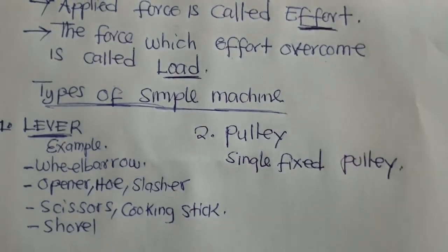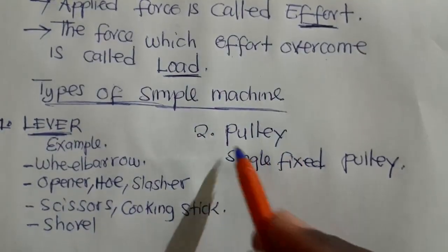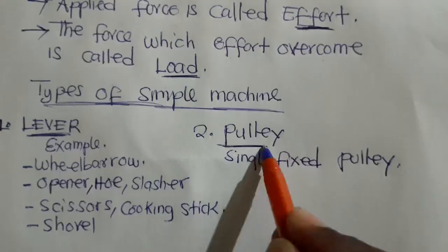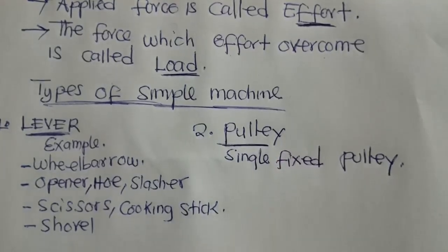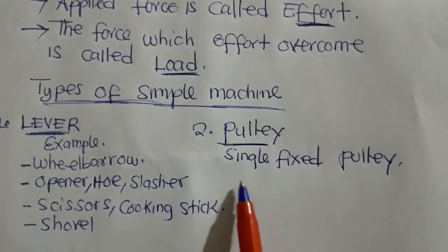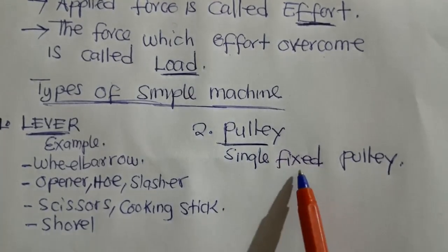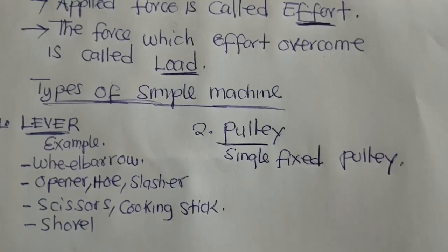So this is another type of machine called a pulley. We have two types of pulley machines. We have a single fixed pulley. I believe you know what it means when I say fixed. It is just at the same point. It is not moving. It is just fixed.